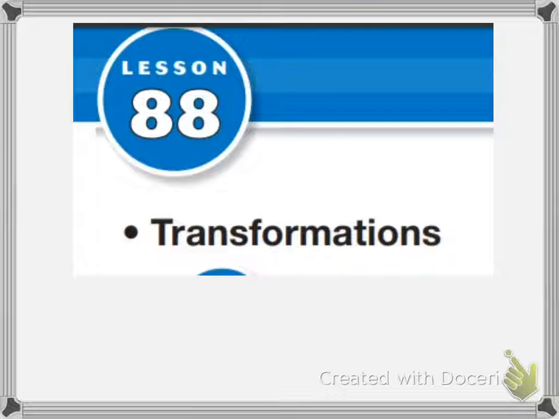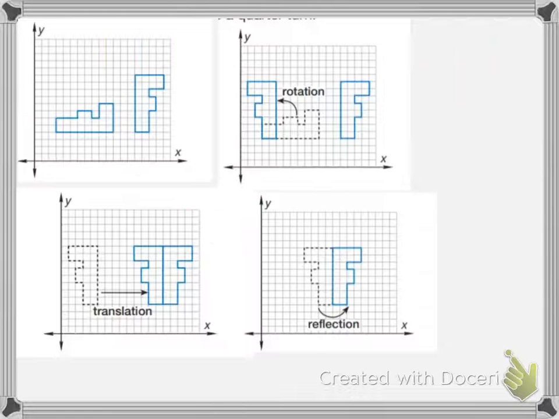All right, lesson 88 is on transformations. Now, transformations is the way you can move a shape around a space. If two figures are congruent, that means they are the same shape and size as the other figure. These two figures here are congruent, but you couldn't tell it just by looking at them.